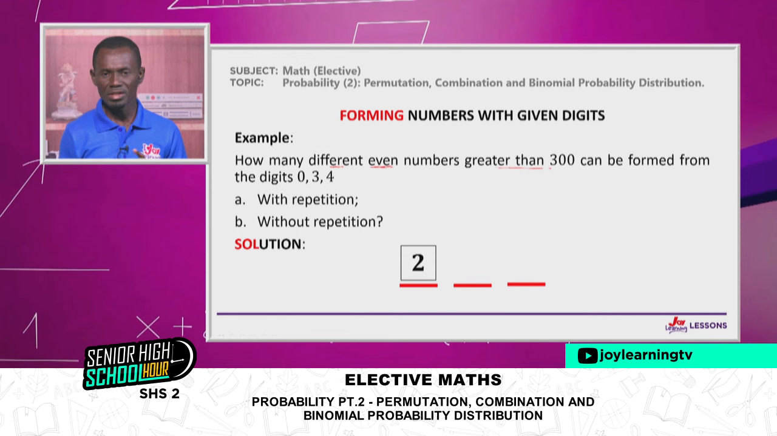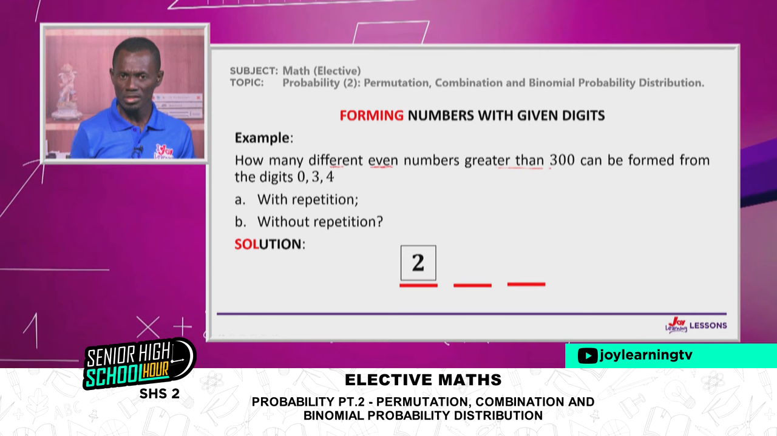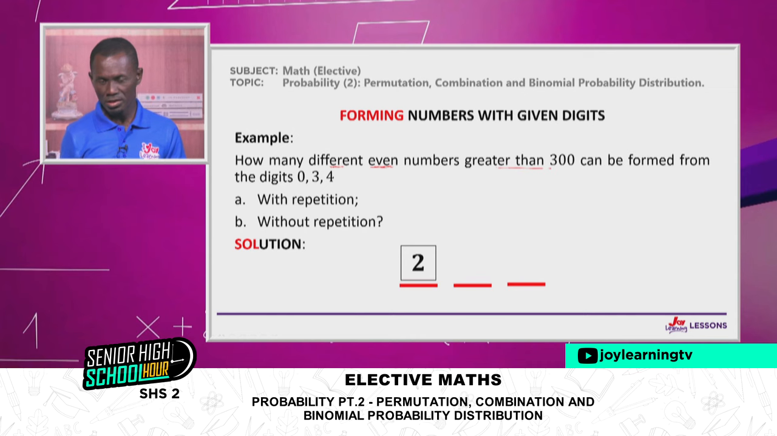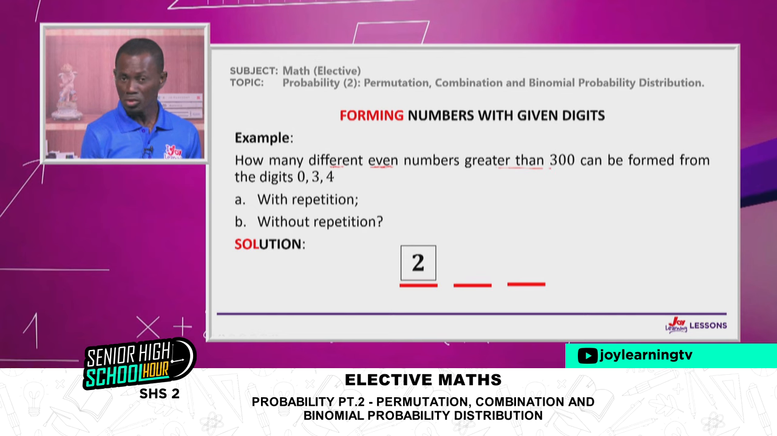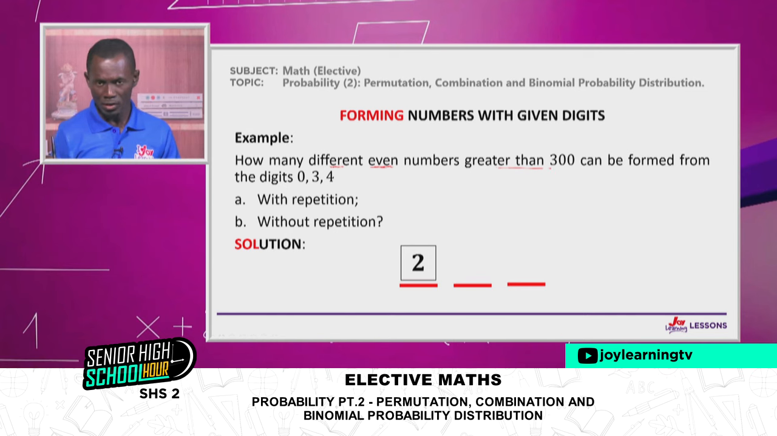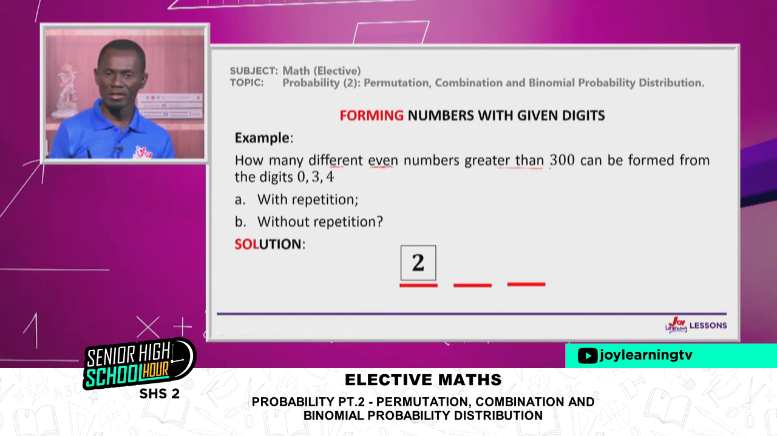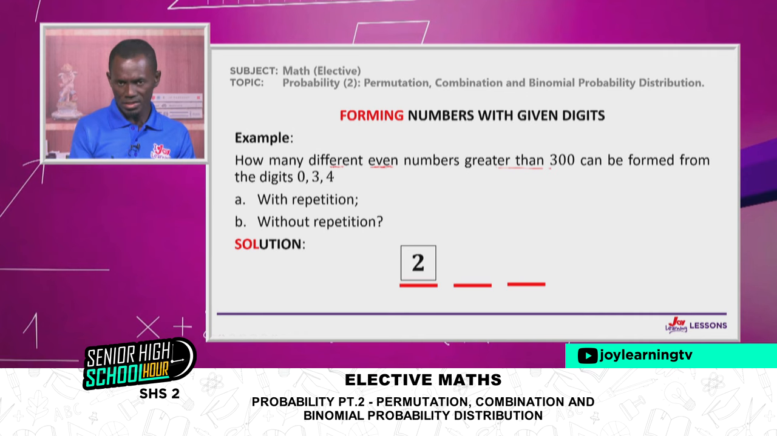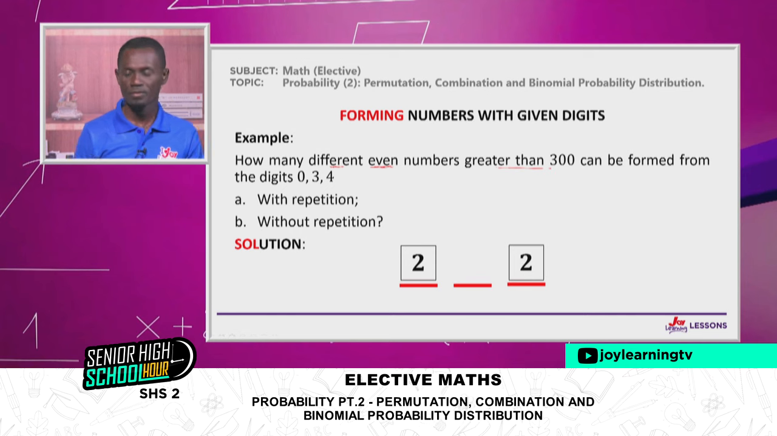But there is something else. The number ought to be even. For a number to be even, it must end with either 0 or a number divisible by 2. So that is the other constraint. So look at the numbers provided. And remember, it is with repetition, so it doesn't matter what number I began with, I can still use that same number. So I must go to the end now, because for a number to be even or odd, the end determines it. So this time around, at the end, which numbers must end this so that it is even? 0 and 4. So 2 possible numbers.